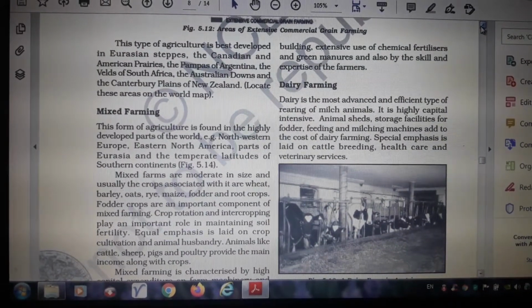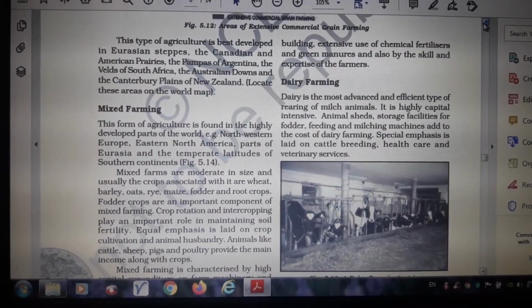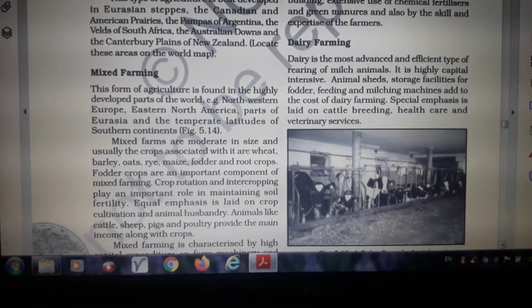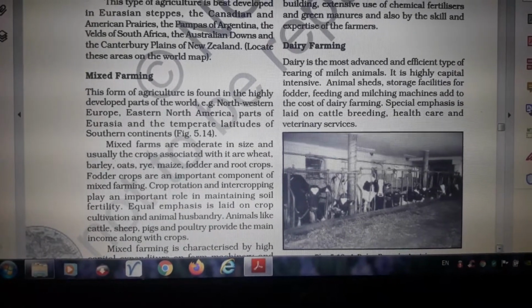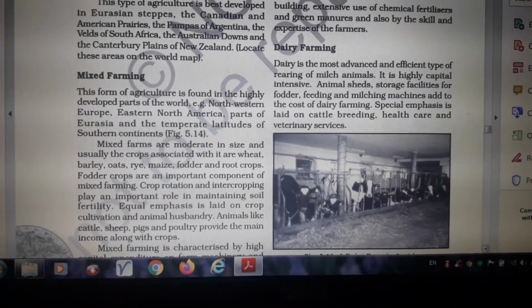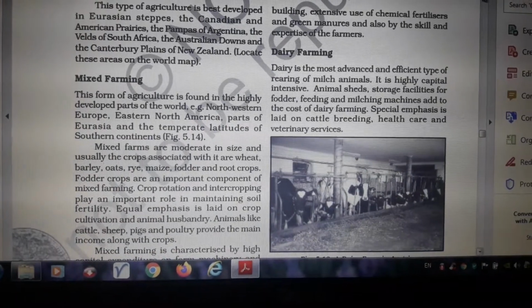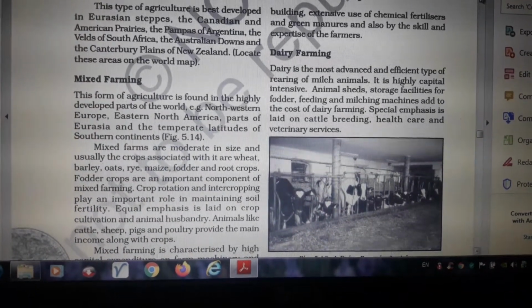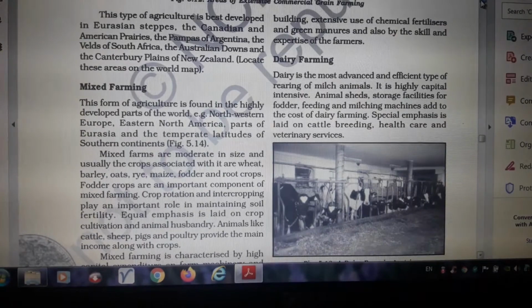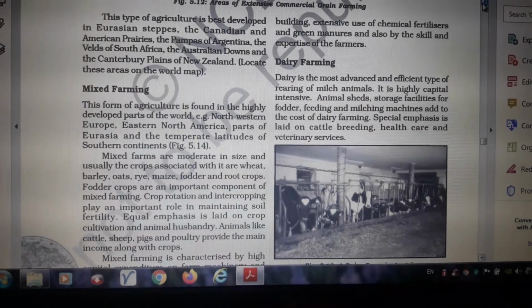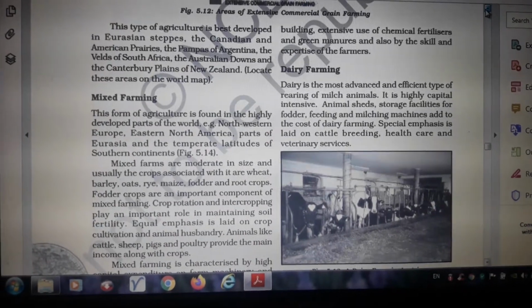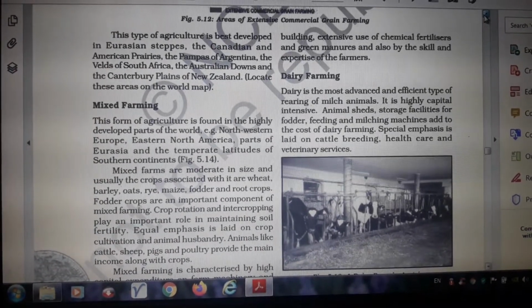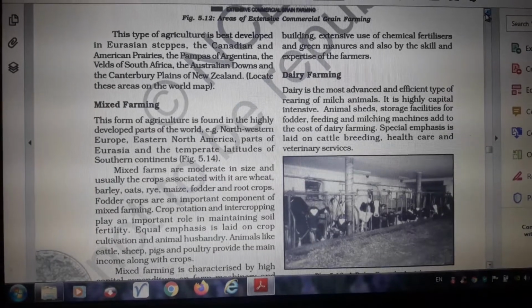Next is dairy farming. Dairy farming is also found mainly in temperate grassland regions. It is one of the most advanced and efficient types of rearing of milch animals. It is capital intensive. Animal sheds, storage facilities for fodder, and feeding and milching machines add to the cost of dairy farming. Special emphasis is laid on cattle breeding, health care and veterinary service.